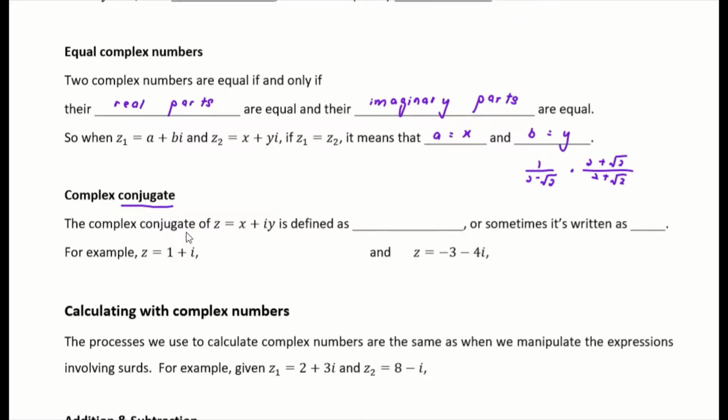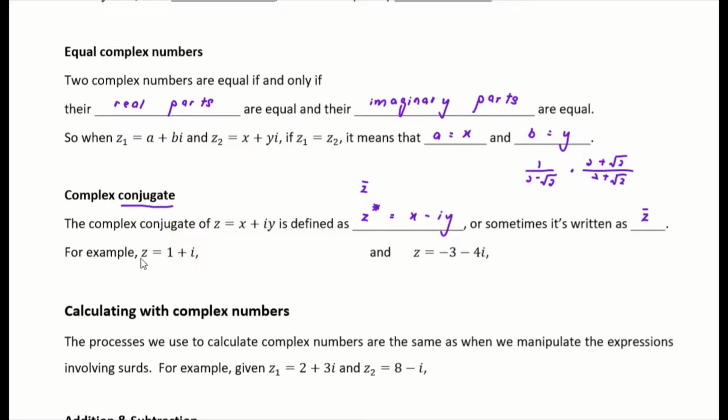So the complex conjugate for z equals x plus iy is defined as z star. The symbol for conjugate is z star, or sometimes they use z bar as well, but in your syllabus they use this, so we will just follow and use the star. It will be equal to x minus iy. So basically just changing the symbol in between.